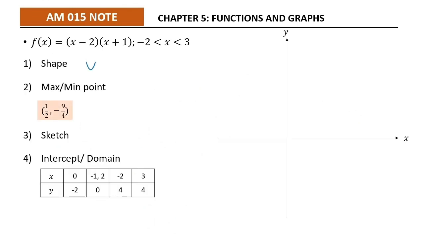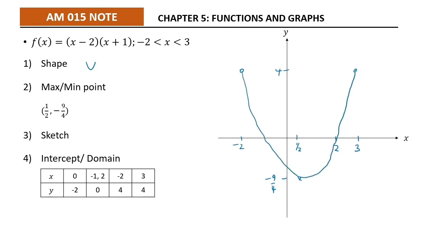Minimum point (1 over 2, negative 9 over 4), x equals negative 2. When x equals negative 2, y equals 4, and when x equals 3, y also equals 4. Sketch the graph, the quadratic graph. Label the graph f(x) equals (x minus 2)(x plus 1).